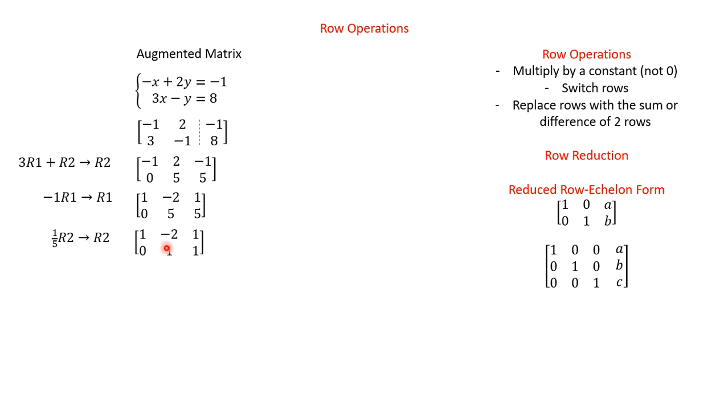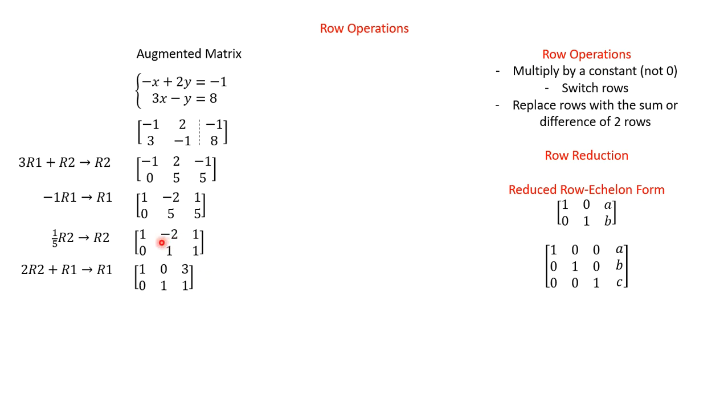And now we can use this 1 to make this into a 0. So if we multiply by 2 and add it to row 1, that'll be a 0. And we can replace row 1 with that. So we'll have 2 times row 2 plus row 1. So that'll be 0. 2 times 1 is 2 plus 1 is 3. So now this is reduced row echelon form.